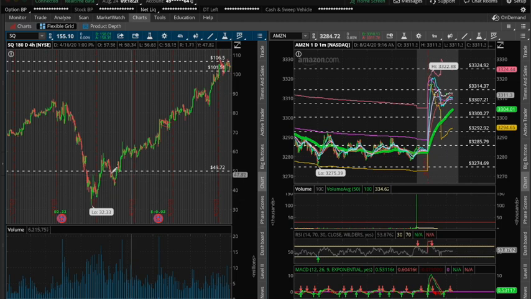Actually, before I get out, let me show you this crazy one right here. This is a crazy double bottom. So we went A, B, C. Look how crazy it went. This is a long-term play.